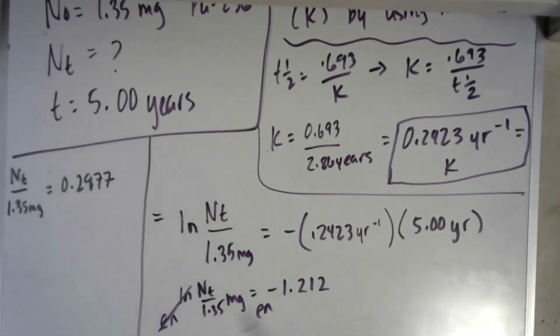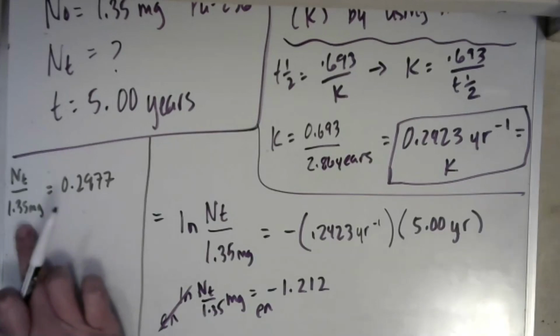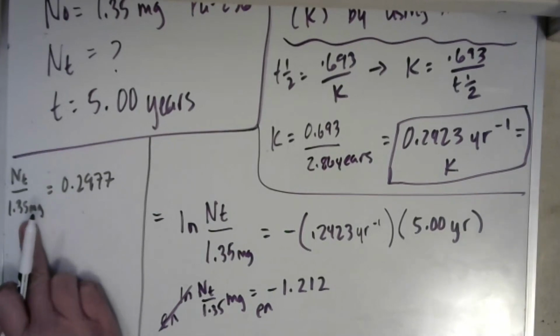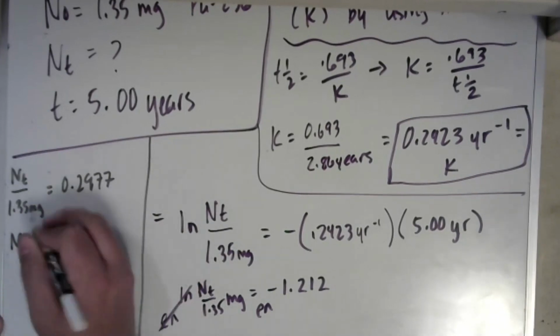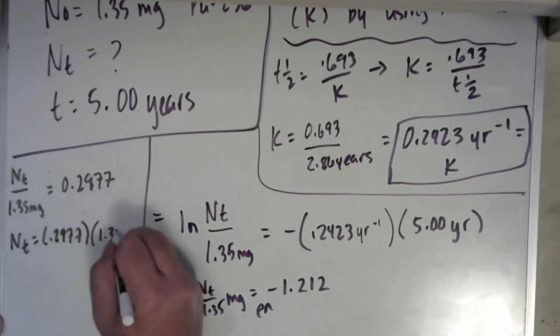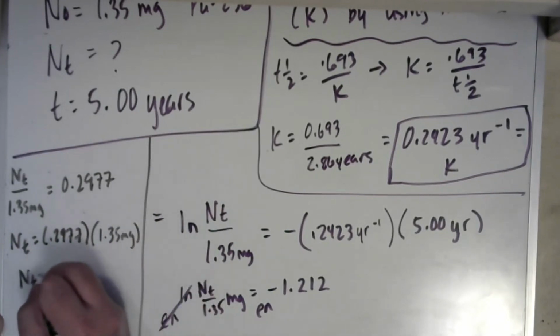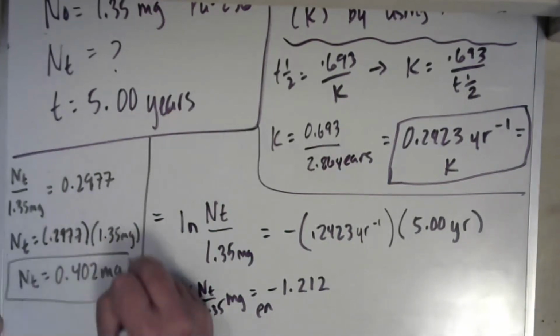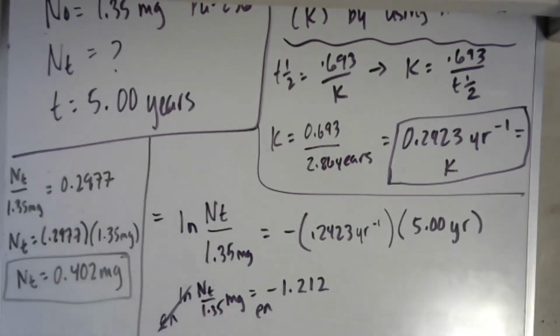When I raise both sides to the e, I can get rid of that natural log, and now I can just solve for nt. So I'm going to solve for nt by multiplying both sides by 1.35 milligrams. So nt is going to be 0.2977 times 1.35 milligrams. And it's going to be 0.402 milligrams. So that's going to be the amount that's left after the 5 years passes. Okay.